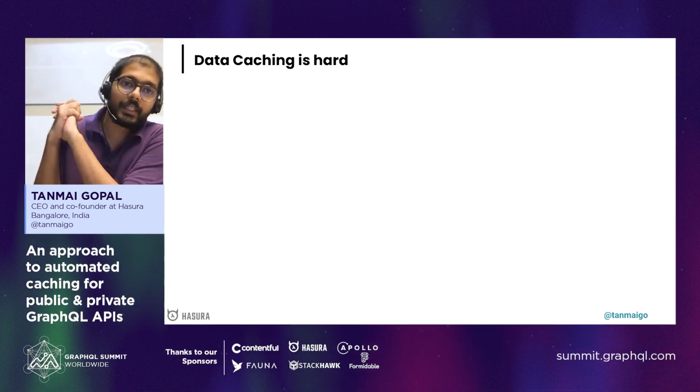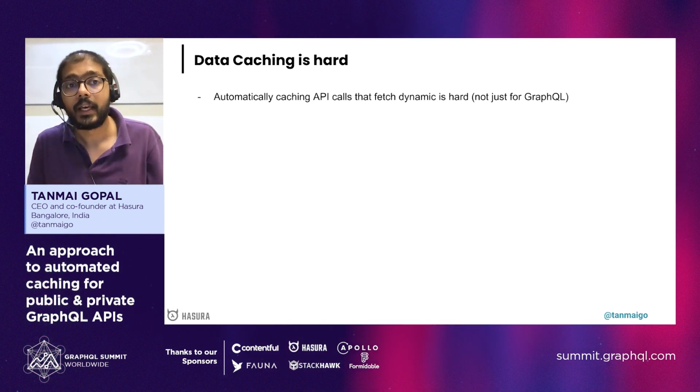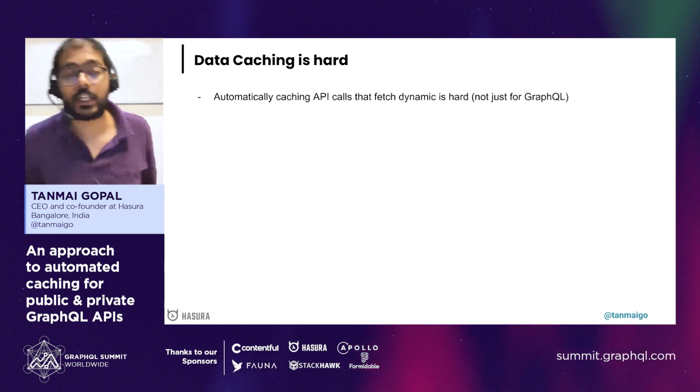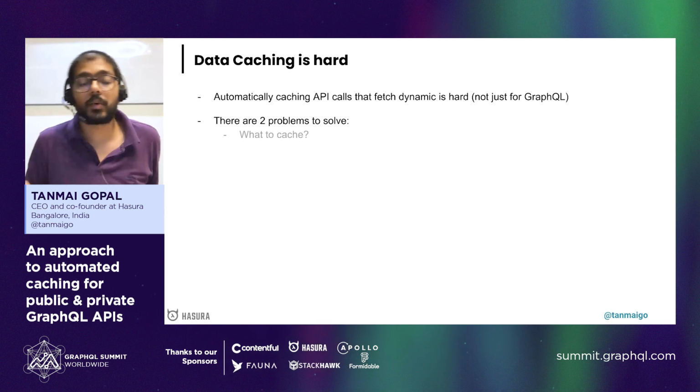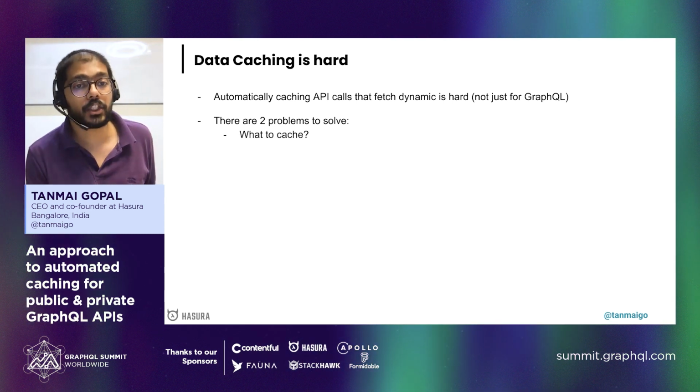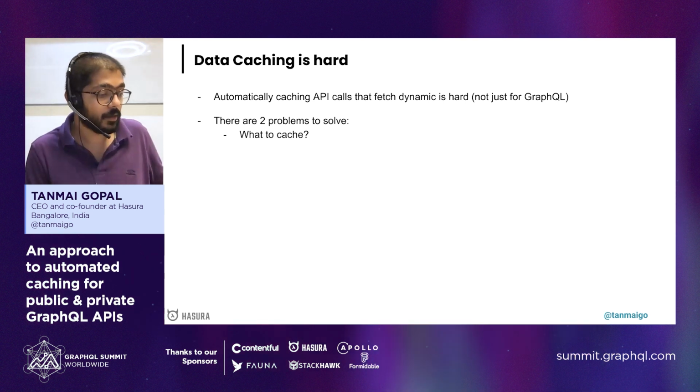Data caching, unsurprisingly, is hard. This is hard with GraphQL. This is hard for REST APIs as well. And automatically caching data that changes dynamically is painful for two reasons, right? The first problem that you want to solve is you need to understand what to cache, right? How do you know what data to cache?